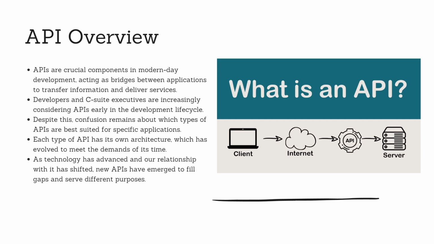However, even as developers and C-suite executives increasingly consider APIs early in the development lifecycle, there remains some confusion about which types of APIs are best suited to a particular application. Each API has its own architecture, which evolved to meet the demands of the time. As technology has developed over the years and our relationship to technology has shifted, we have seen APIs fill new gaps and serve different users.